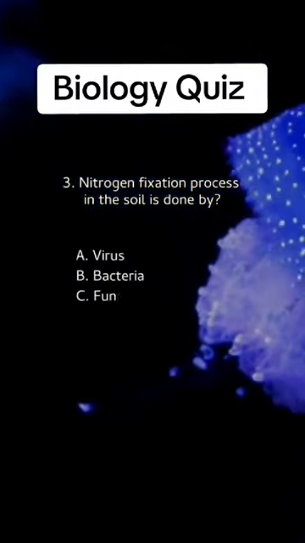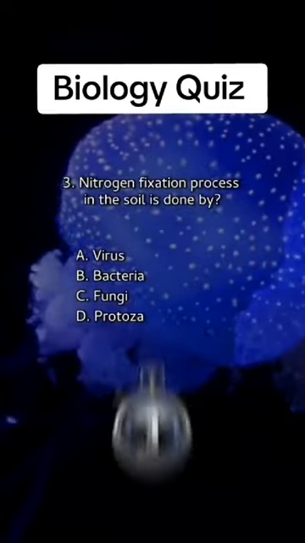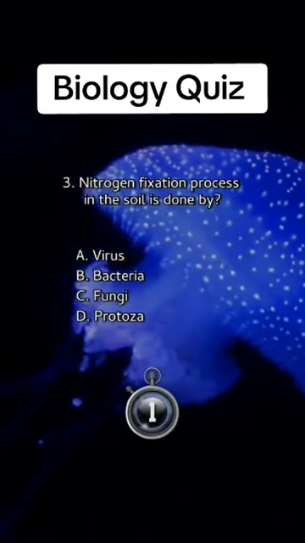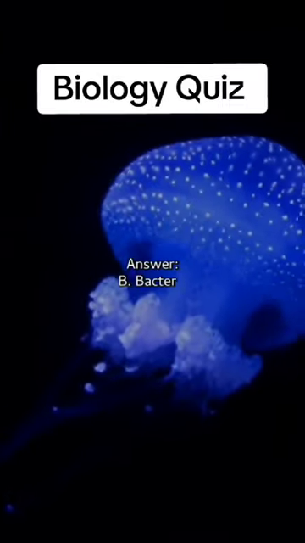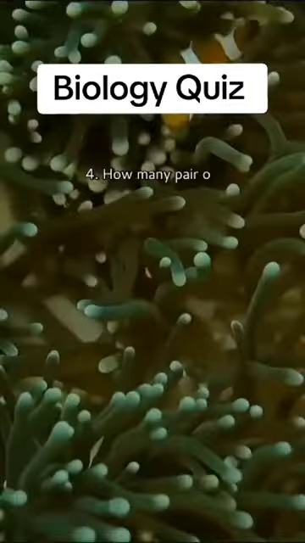Third one is, nitrogen fixation process in the soil is done by. Again, you have 4 good options. You have to select one among 4 of them. The right answer is B, that's bacteria.